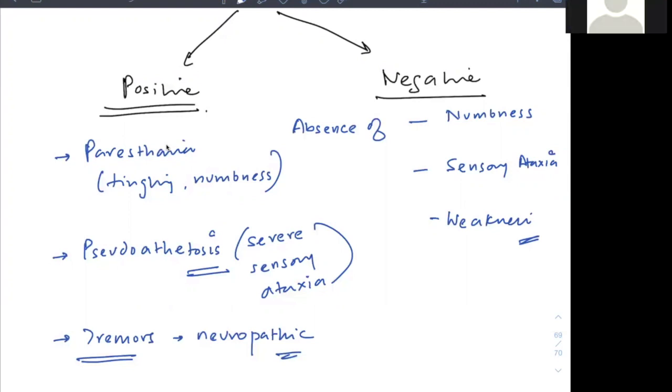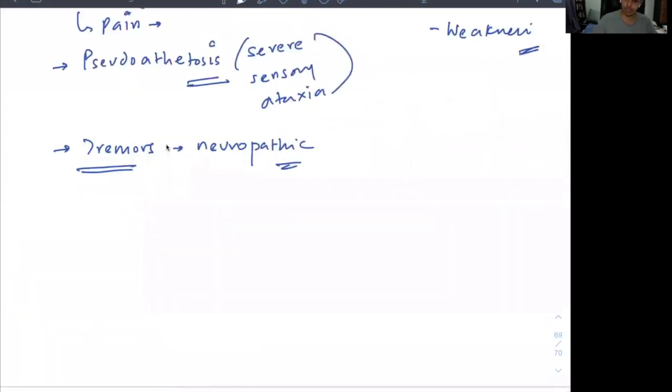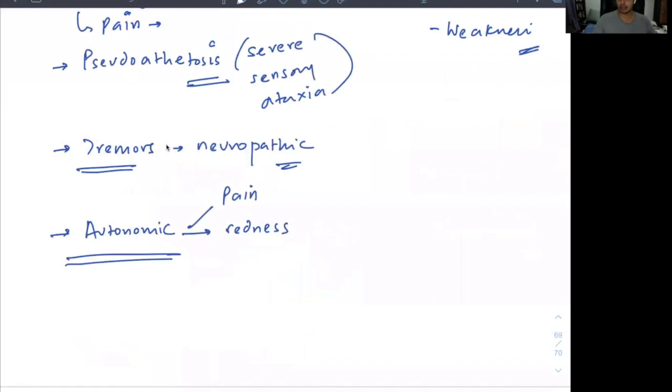Pain would definitely be a positive symptom. Yes, so it is part of paresthesias. I should have mentioned pain here. So basically, paresthesias is a result of your small fiber neuropathy. So you can have pain, and you can also have autonomic symptoms. So autonomic symptoms would involve pain. It would involve redness. It would involve swelling. And if there is chronic autonomic dysfunction, you can have deformities in the bone.